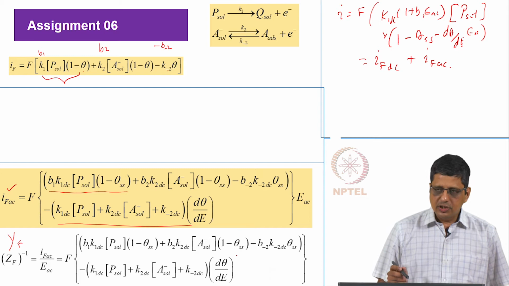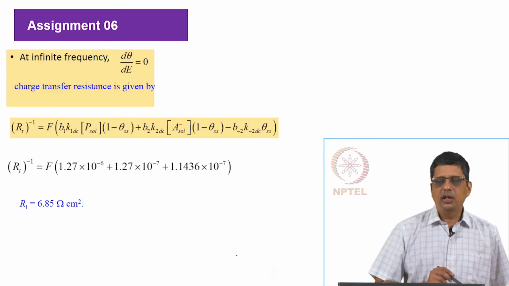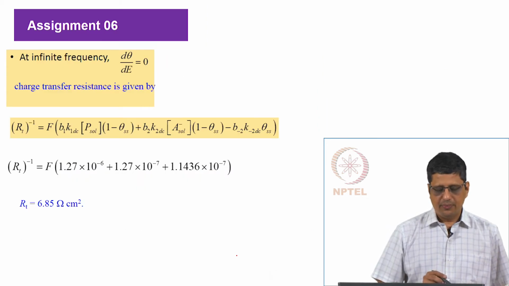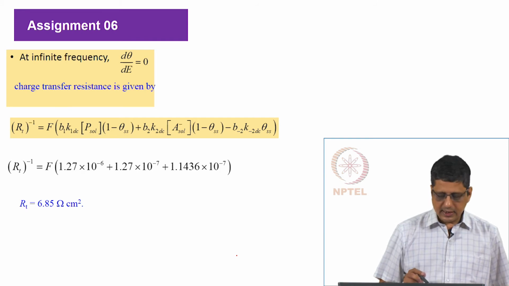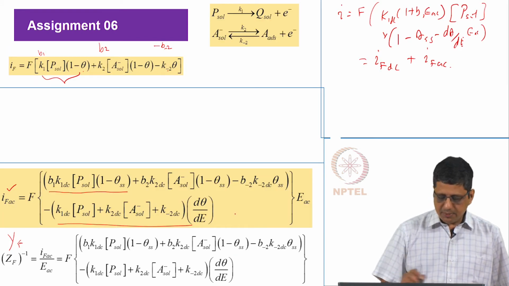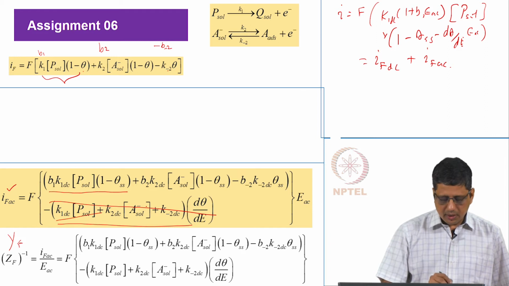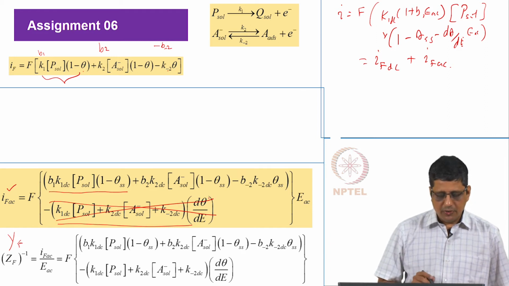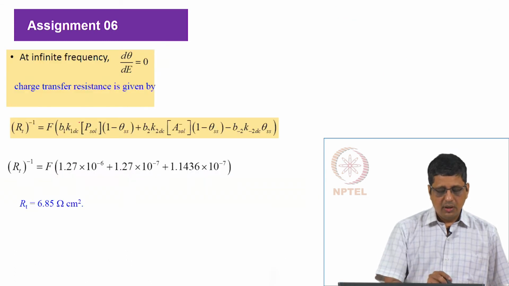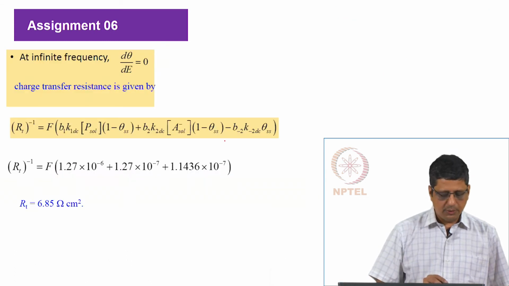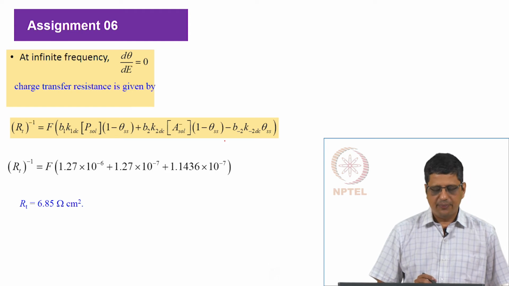When frequency tends to infinity, d theta by dE tends to 0. So, charge transfer resistance is going to be given by this expression without d theta by dE. So, I am just taking the expression on the first line, and you would get a value close to 6.85 ohm centimeter square.